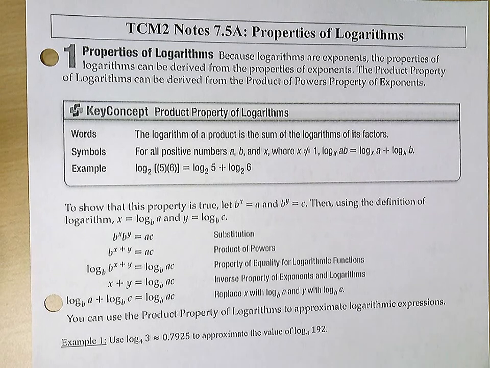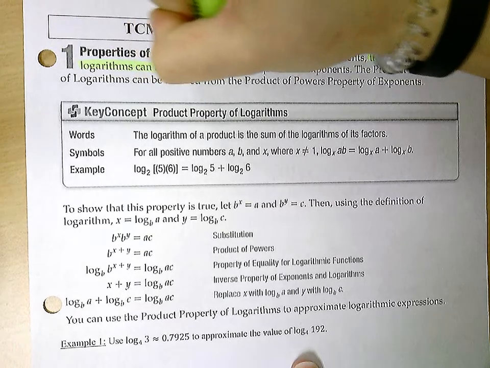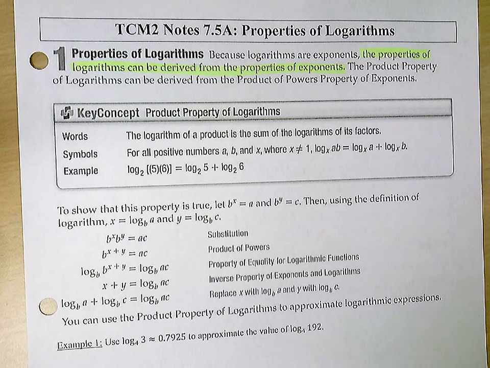Alright, so because logarithms are exponents, it is the inverse of an exponential. The properties of logarithms can be derived from the properties of exponents. We're going to go over the product property of logarithms first. That can be derived from the product of powers property of exponents. The logarithm of a product is the sum of the logarithms of its factors.